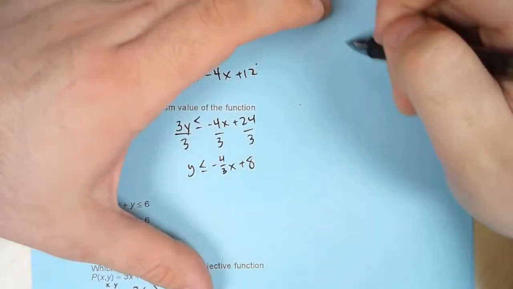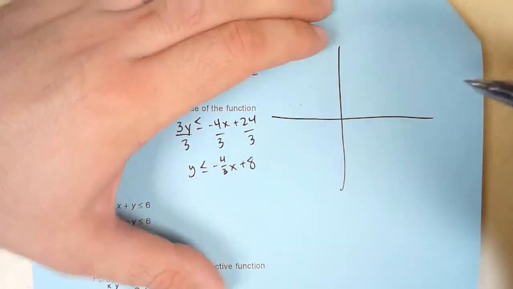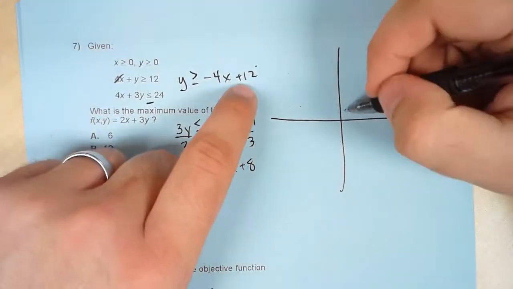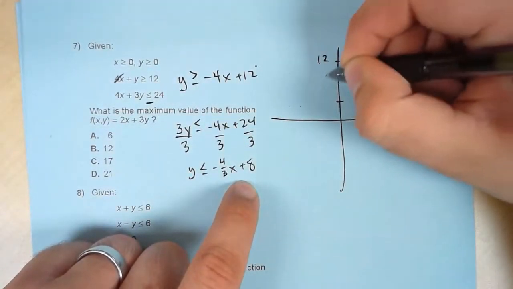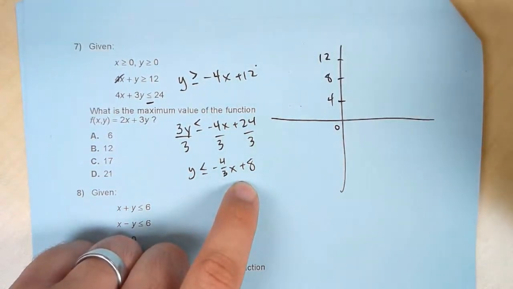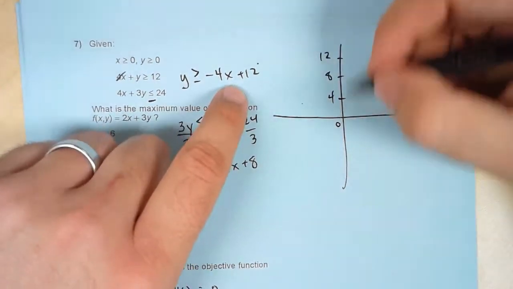Let's maybe graph this thing. So I'm going to give myself a pretty big graph space. I need to go up 12 for this one and up 8 for this one. So let's just count by 4s: 12, 8, 4, and of course 0. So let's graph this one first. We go up 12.